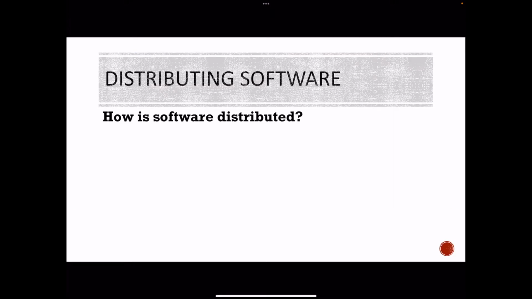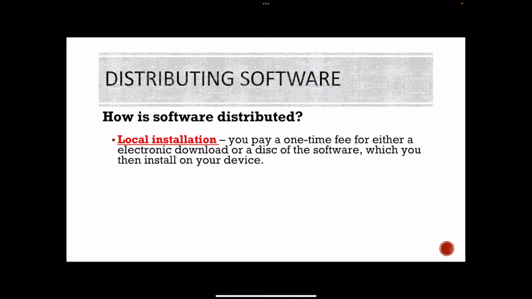How is software distributed? There is local installation. With locally installed software, you pay a one-time fee for either an electronic download or a disk of the software, which then you install on your device. Because the software resides on your hard drive, you can run the software at any time, whether you're connected to the internet or not. You'll have the option to upgrade to the next version when that version is released, and you'll likely need to pay again for the upgraded version. Desktop tax program software is an example of software distributed this way.